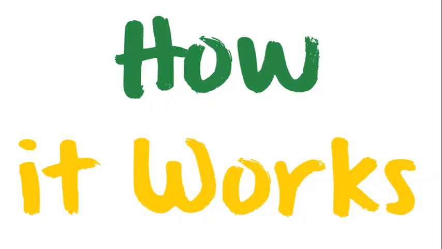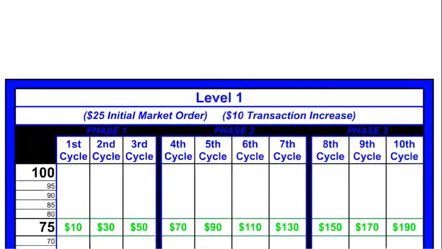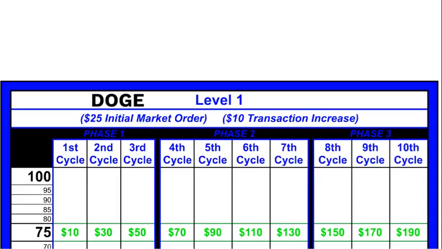Now, how it works. Let's take a look at this example. Let's look at Doge, for example. Let's say the current price is 0.3727. You're going to find the decimal point. You're going to look at any digits in front of the decimal point. If there are none, then the first two numbers are what we call the whole numbers. And then the next two after that are what we call the pivot numbers.